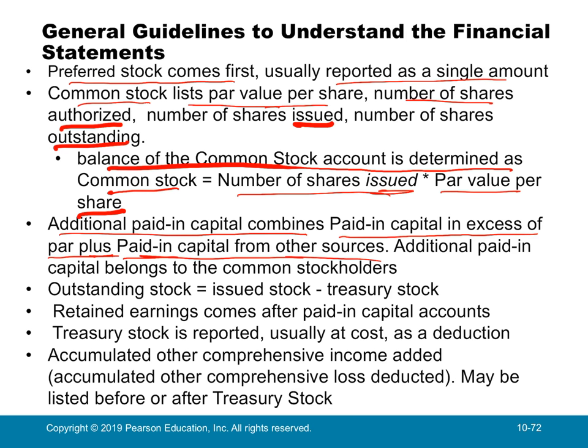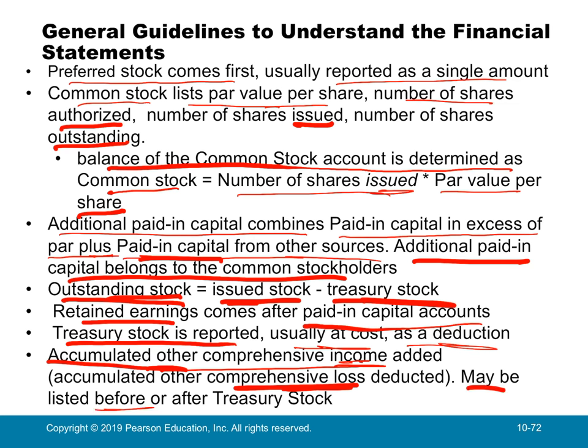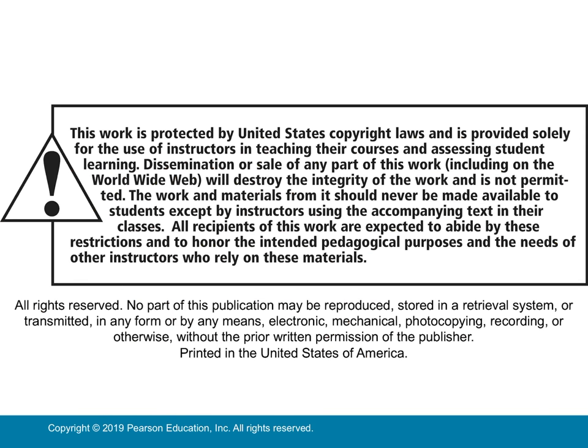So there are going to be other transactions, especially in intermediate accounting, where you're going to put the excess or the shortage into paid in capital. So additional paid in capital belongs to the common stockholders. You'll also have outstanding stock. Remember that equation is just the stock that was issued minus any treasury stock that equals outstanding. Retained earnings is going to come after you do all those paid in capital accounts. Then underneath, you're going to have treasury stock. Usually it's recorded at cost and it's a deduction. And finally, you'll have this other comprehensive income, this accumulated other comprehensive income or loss. Sometimes this gets listed before, sometimes after treasury stock.